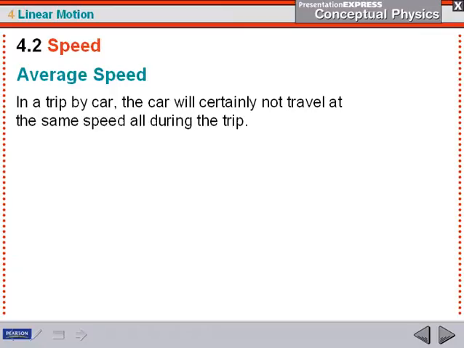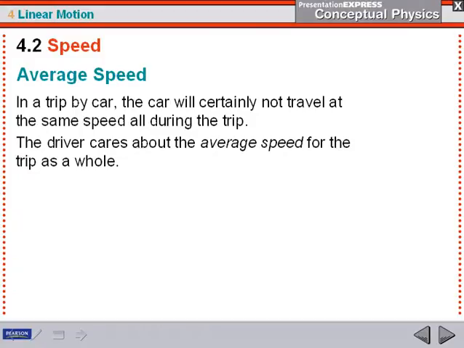So, in a car trip, a car will certainly not travel at the same speed during the trip. You're going to slow down, you're going to stop at a light, you're going to change speeds, you're going to accelerate. So a driver cares about the average speed, and this is the other type of speed we're talking about.